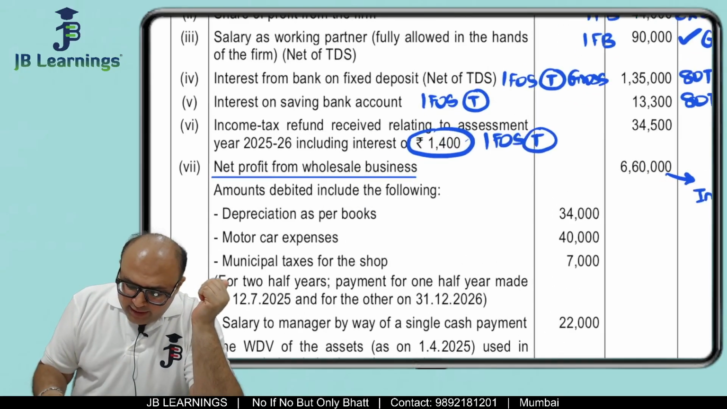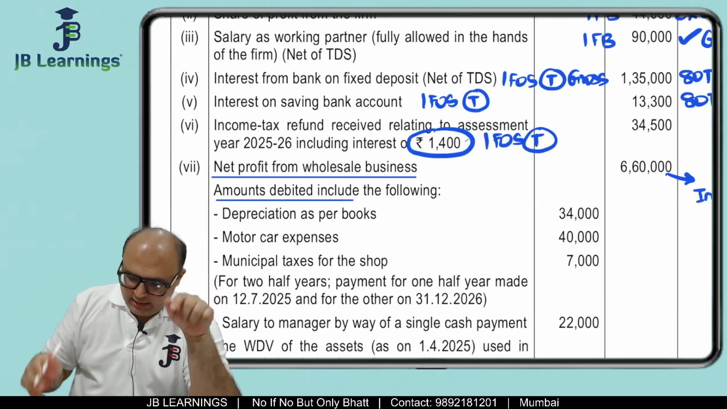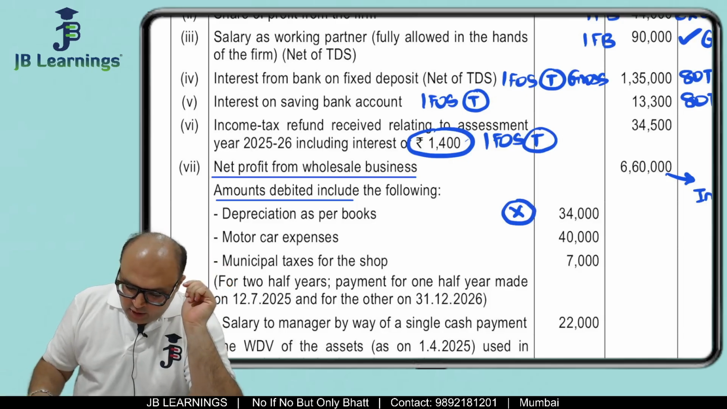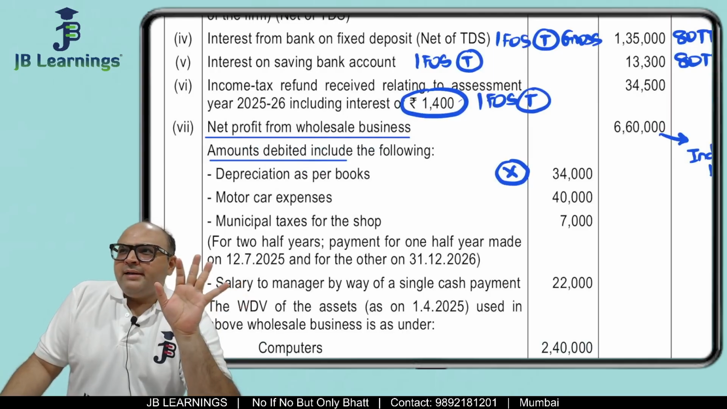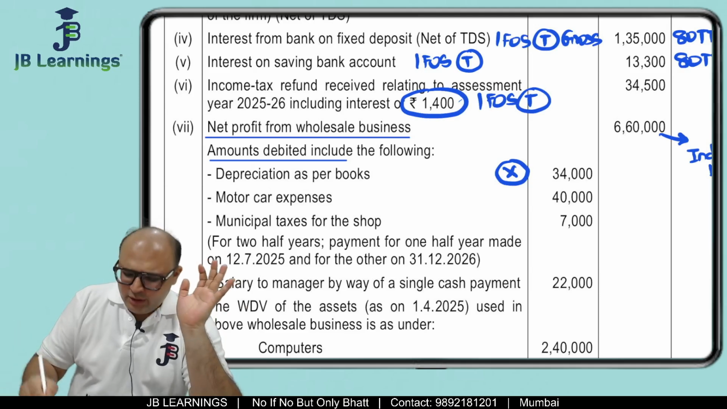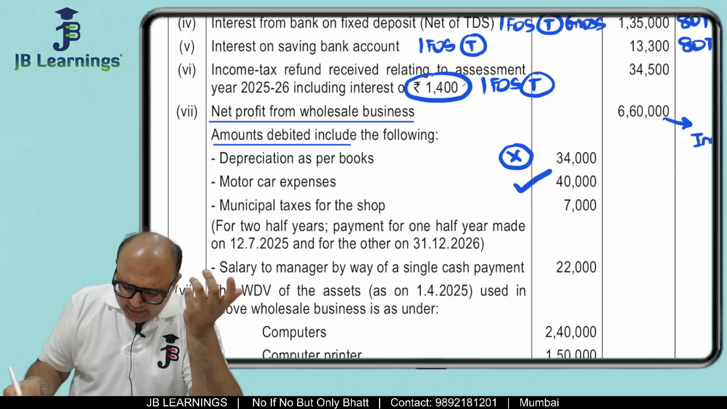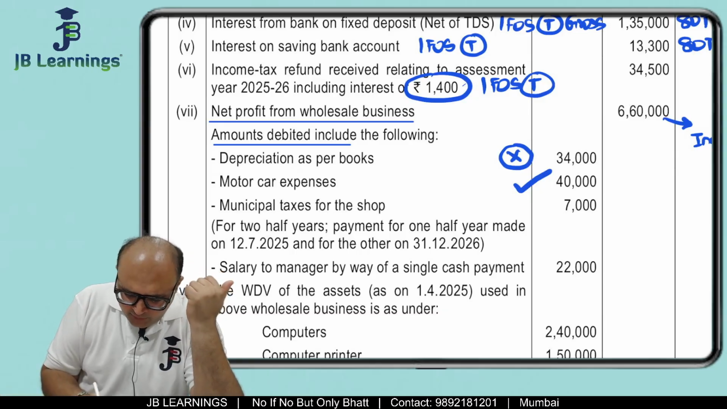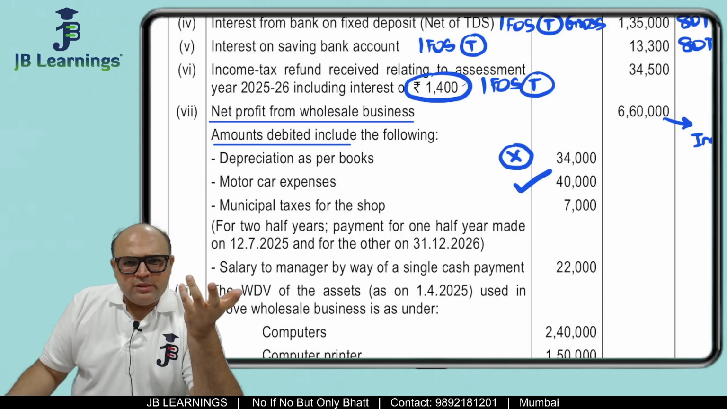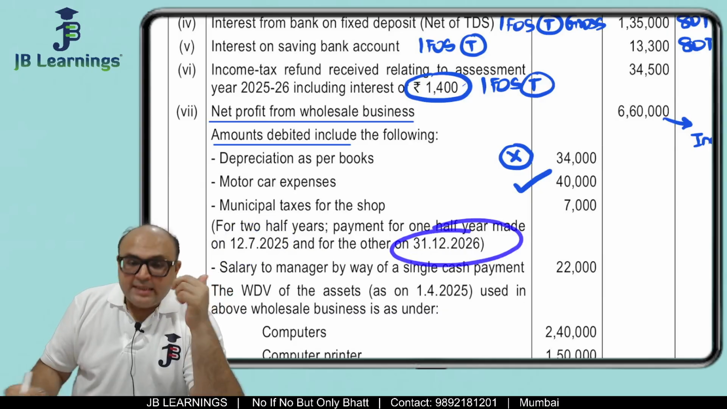Start. Amounts debited. So now they are saying the following are the amounts which are debited to the P&L. Depreciation. So when depreciation is debited, it is assumed it is as per accounts. Motor car expenses. See, till now I don't know anything about the motor car, whether it is personal or business. Till now, let me assume positively it is business only, so it is allowed. Municipal tax for the shop. Yes, so municipal tax is generally allowed, but they have given something in brackets. For 2.5 years, payment for one half was made on 12th July, which is in my year, and the other was made on 31st December, which is next year.